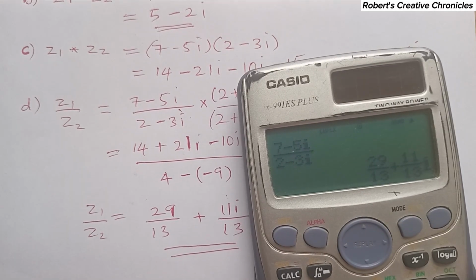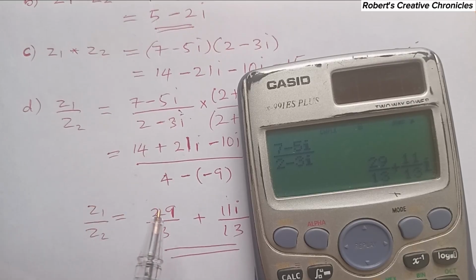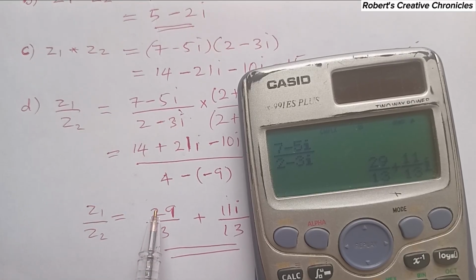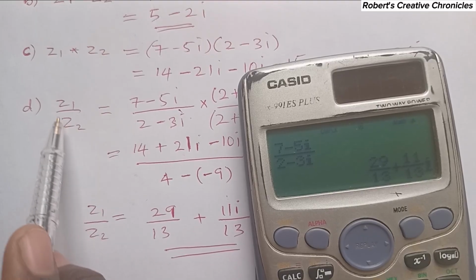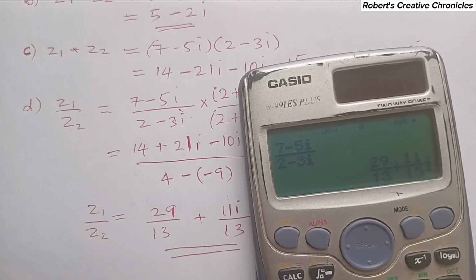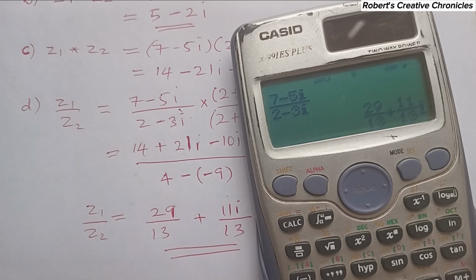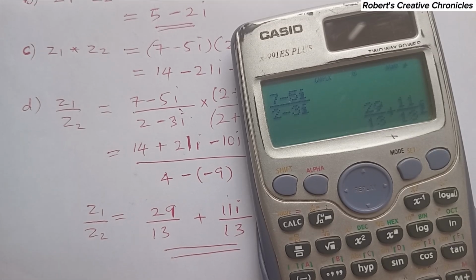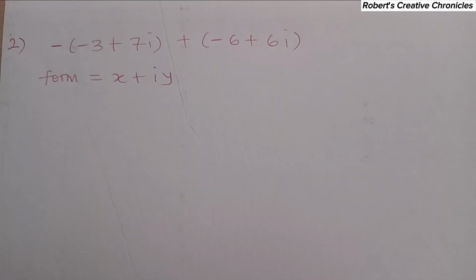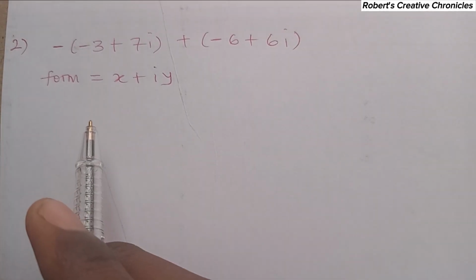But if you are doing an AC exam, this working is compulsory for you to show. Because you cannot just say z1 over z2, you put this and you put the answer. You will not get any mark. You will only get the mark for the final answer. So this is the second exercise.